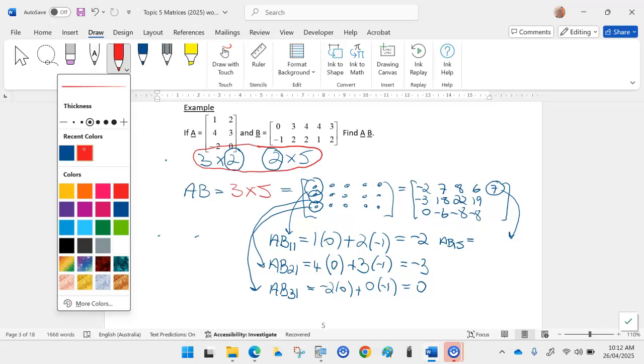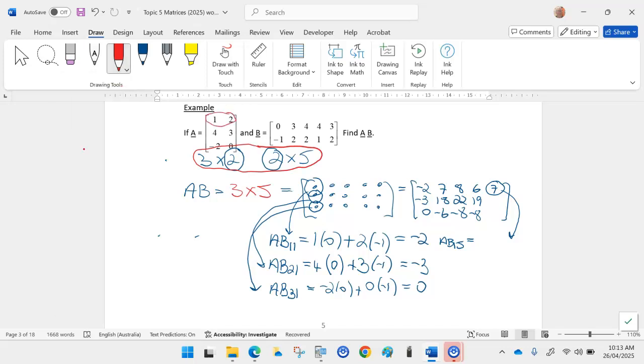So again, to find that 7, which is on the first row, 5th column, I need the first row of matrix A and the 5th column of matrix B and multiply it through, like we do when we do the scalar product for vectors. I take 1 times 3 plus 2 times 2, which gives me 7. That's where 7 comes from in the first row, 5th column.